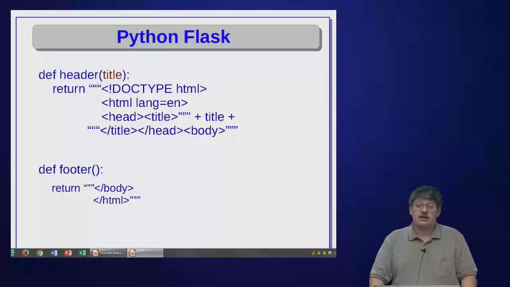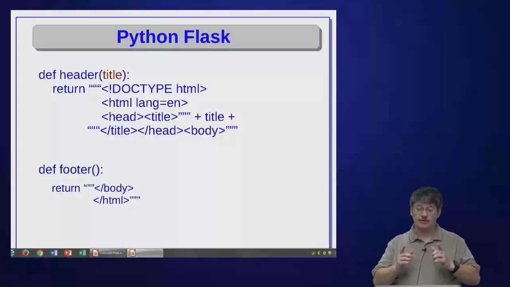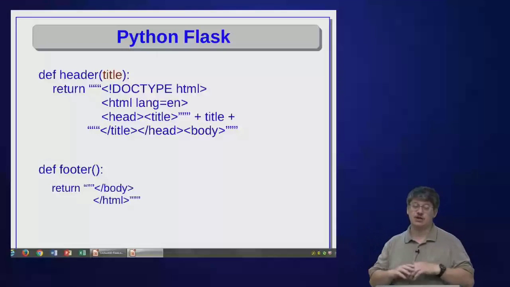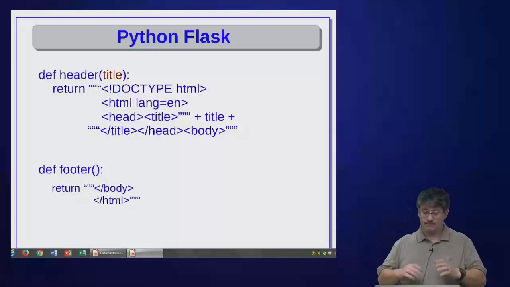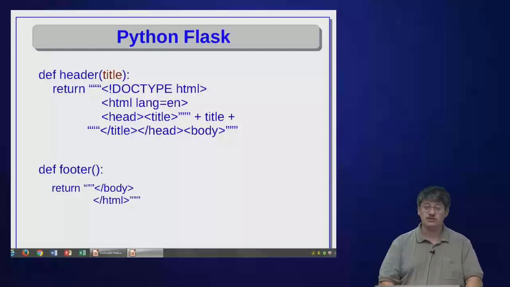Now, for the header, I might want to have pages with different titles. So I'm going to make the title an argument, a parameter to the function. So I will say header, and in parentheses, I'll put a string representing the title. Maybe it's example page, or maybe it's order form. And the function will fill that information in. So here's an example header function.